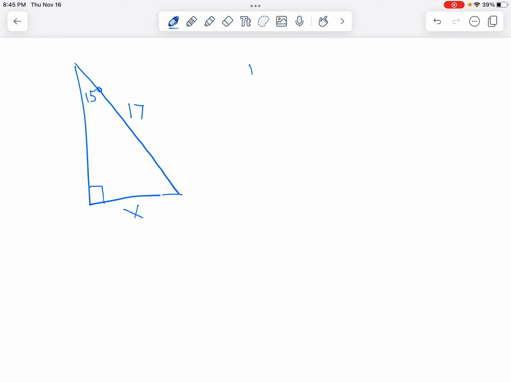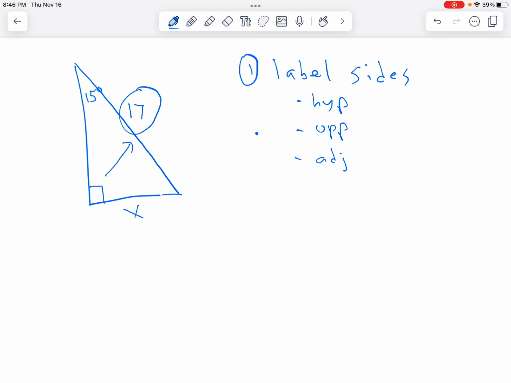The first step is you have to label your sides. Here are your choices for labels. You can label a side either hypotenuse, opposite, or adjacent. You can choose one of those three labels for the sides. I always start with hypotenuse. Hypotenuse is the side directly opposite from the right angle. So here the 17, we're going to call our hypotenuse.